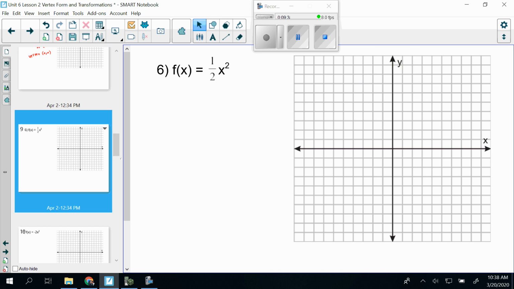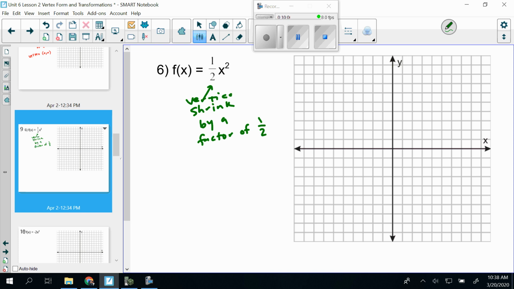Okay. This is outside the function, 2. This is a half, so now this is going to, in essence, shrink by a factor of a half. And it's going to be vertical again, because anything outside the function is vertical. So if we start with our parent function again here, it looks like this. So there's our parent function. With this new one, every point's going to be halved.